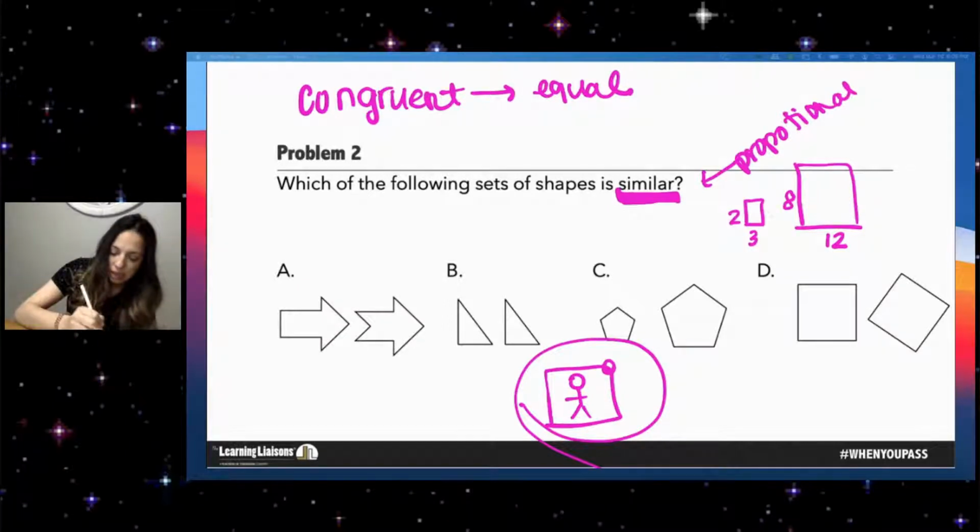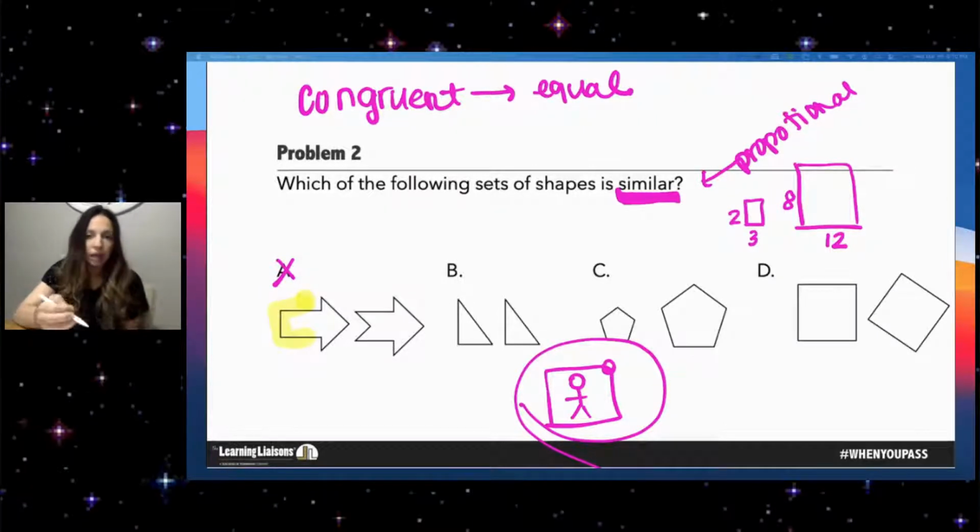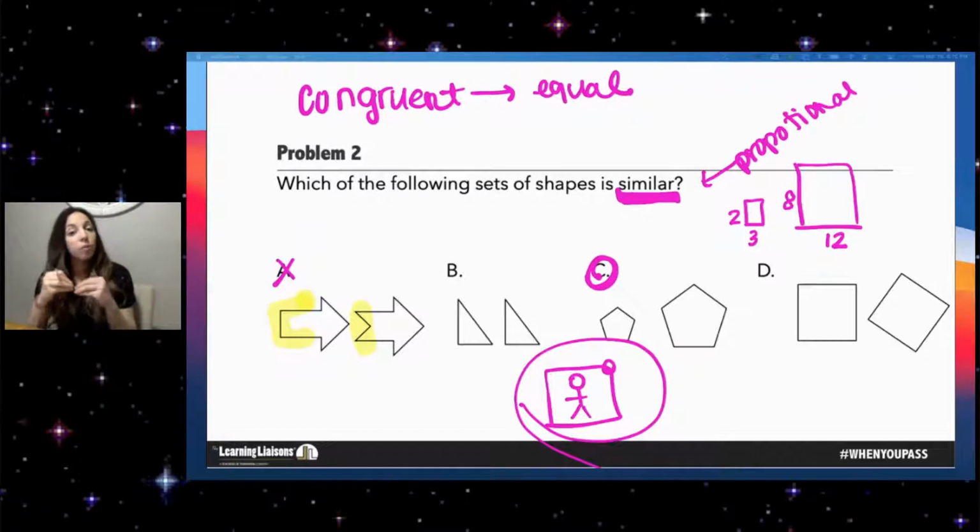So in this case, A is not congruent or similar because we notice that these shapes are not even the same. We have a solid end on here, and then we have a pointed end. Letter B, these shapes are congruent. Letter C, these shapes are similar because they have the same proportions. One is just bigger than the other.